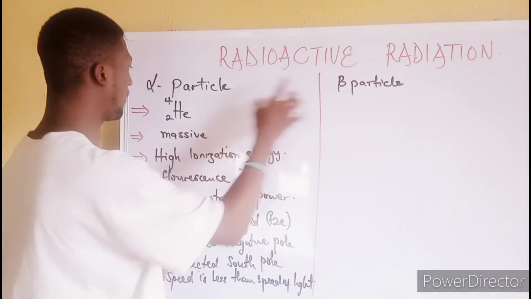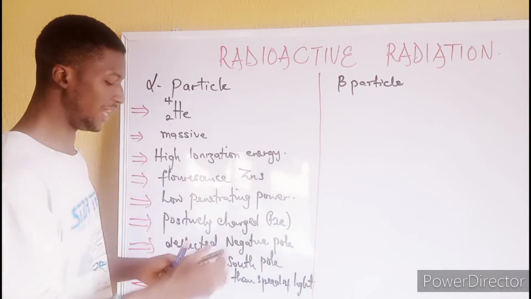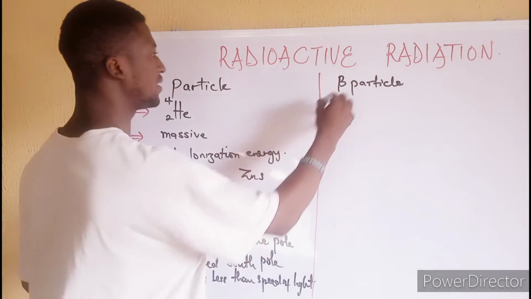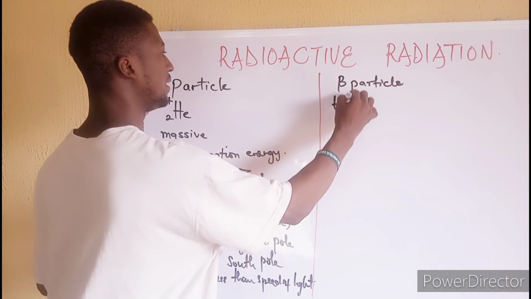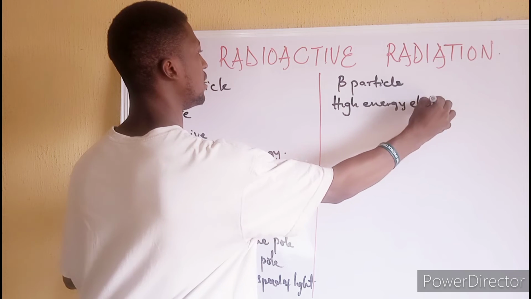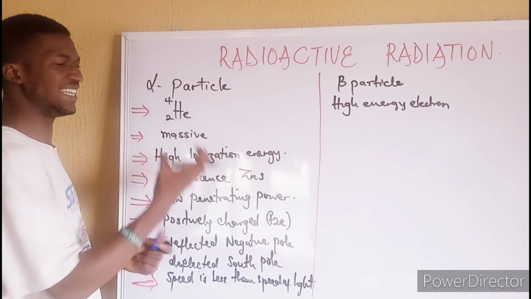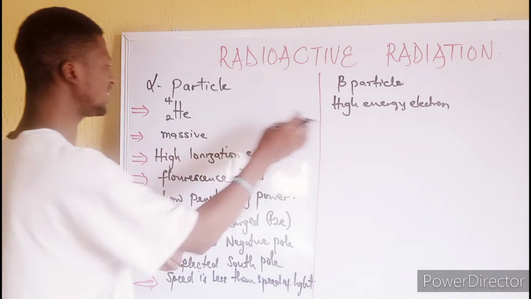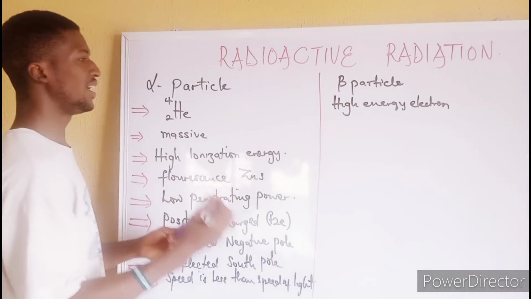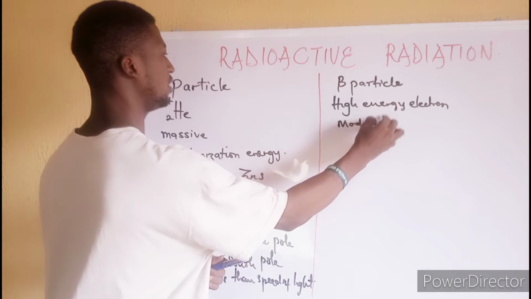When we compare it to the beta particle, we realize that this is a high energy electron. In comparison with the mass, it is moderately massive. Let's just put moderately, not highly.